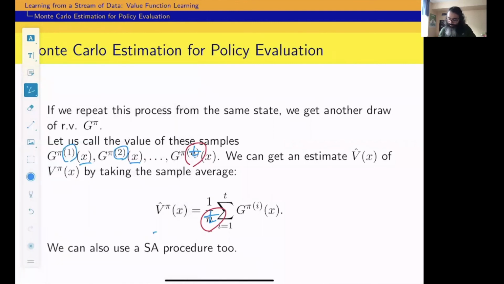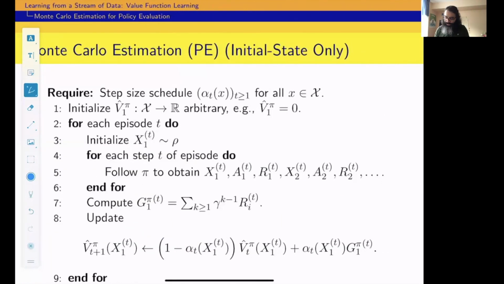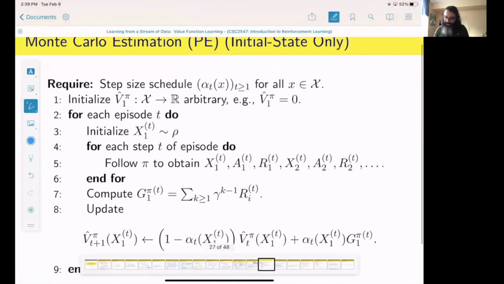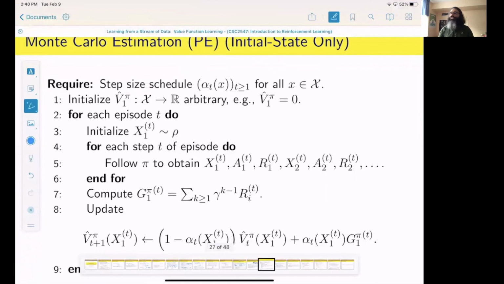And then I can compute the sample average, and that would be the estimate that converges as t goes to infinity to v pi of x. Also, we can have a stochastic approximation procedure. Instead of collecting all those data points, we can do it online. So the process would be like this. So this is Monte Carlo estimation for the policy evaluation problem.